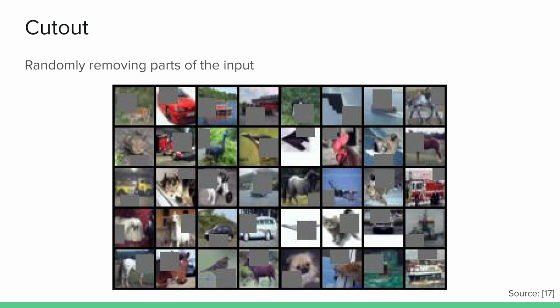Cutout is something that I think I mentioned before. So you can take, for example, for images, certain parts of your input and just remove them, set them to zero, and kind of force the network to be able to understand images, even though some parts of the images are hidden.